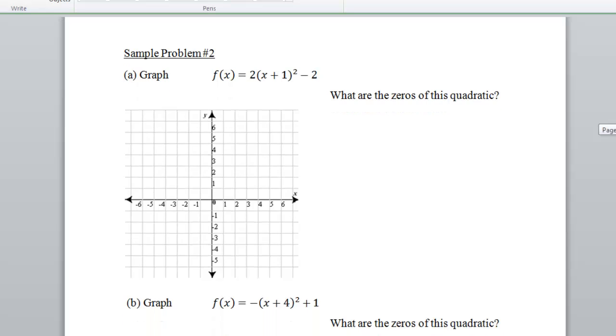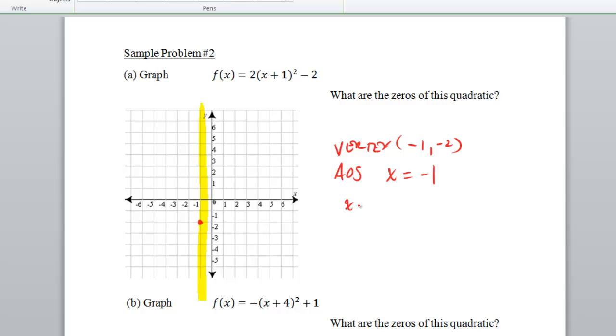So let's take a look at sample problem number 2. We're asked to graph it, and then we're asked a question about what are the zeros of the quadratic. So I'm going to go ahead and work this for you, and you can take a look at it as I go through this. So the first thing that I'm going to want to do is identify the vertex, and so the vertex is -1 and -2. So I'm going to go -1, -2, and of course my axis of symmetry is going to run straight through that vertex. Of course, if I was asked to identify the axis of symmetry, I would need to write it as the equation of a vertical line.